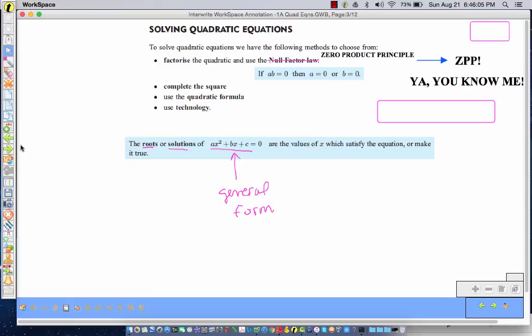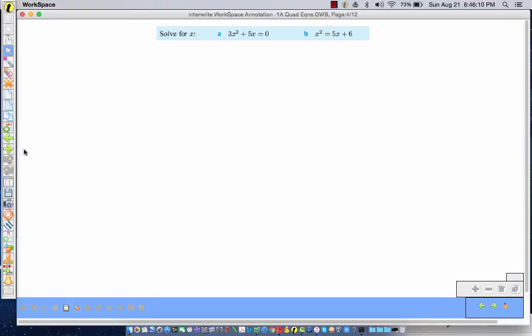You better reply in that manner or there is going to be trouble. Okay, solve for x. So here we have 3x squared plus 5x equals 0. What do they have in common? Looks to me like they have an x in common, so I'm going to factor out an x. That leaves me with 3x plus 5 equals 0.